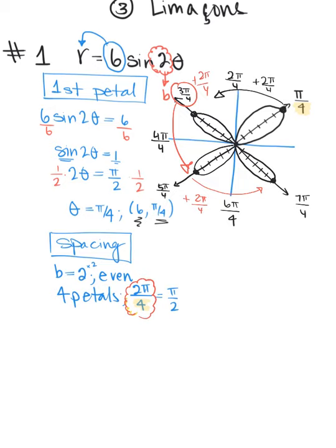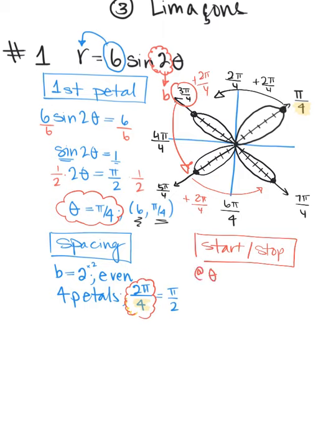Okay, so then I also have to do my start and my stop. In order for me to do that, that would be when theta is equal to 0. Because this turned out to be theta equals pi over 4, that's not really my start and my stop, right? So it's going to occur when theta is equal to 0. So I'm going to take that original equation I started with, and I'm going to replace theta with 0 and solve that.